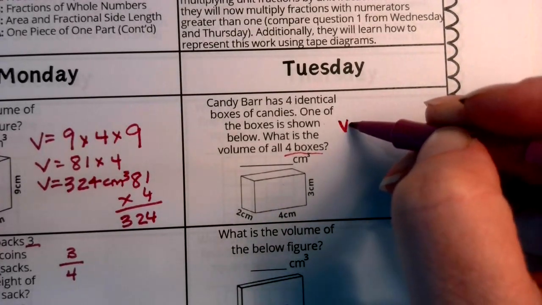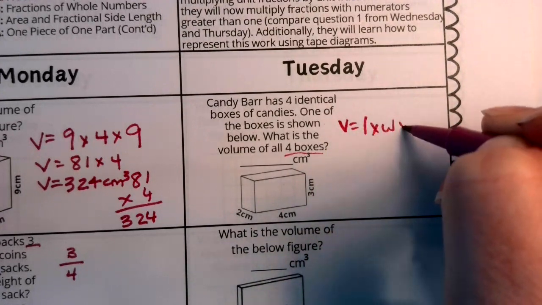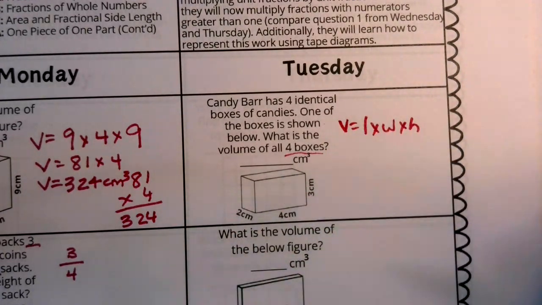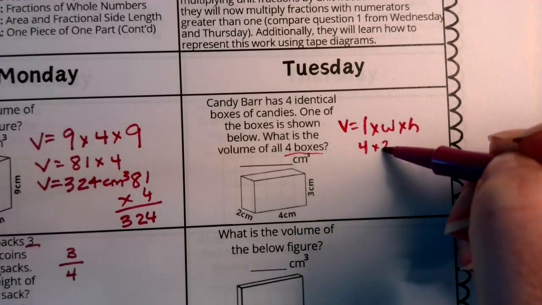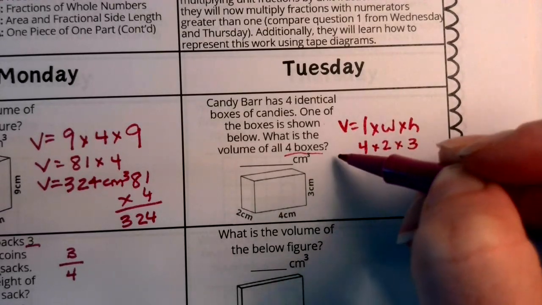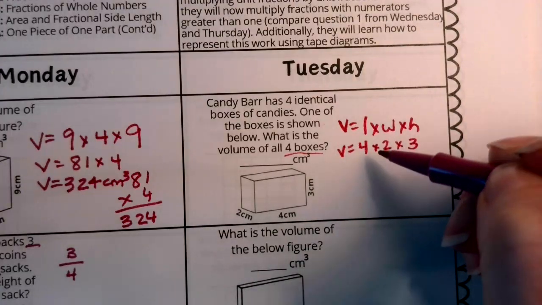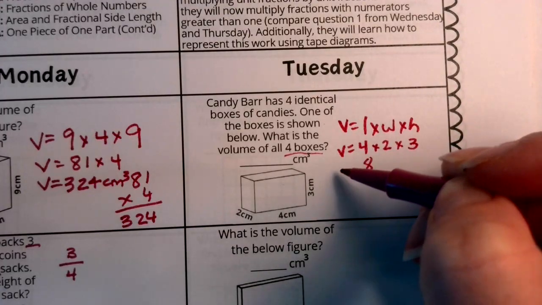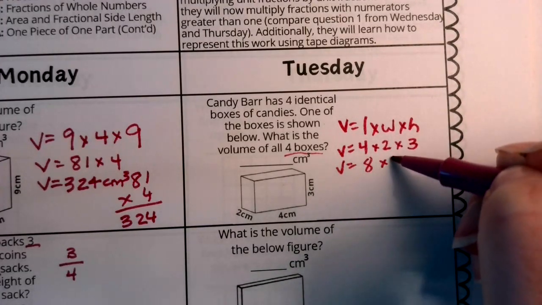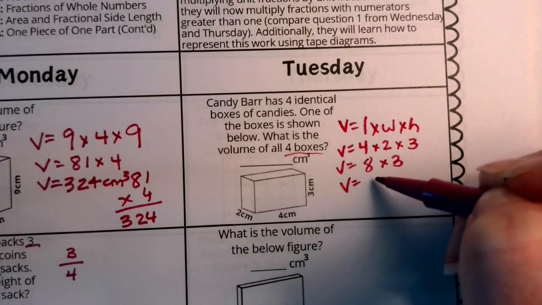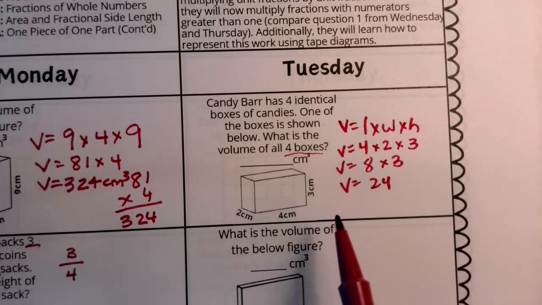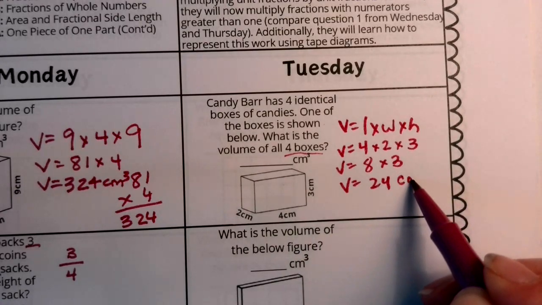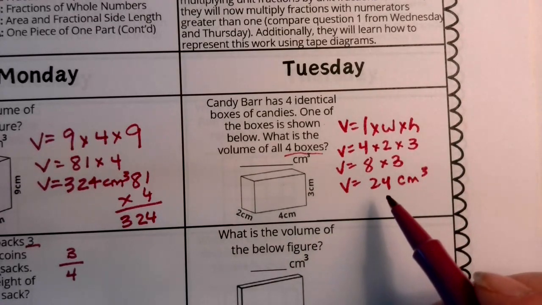Well, I know that I can multiply the length, the width, and the height to find the volume of this shape. I have a length of 4, I have a width of 2, I have a height of 3. Okay, well, I know that 4 times 2 is 8, and 8 times 3 is 24. So one of those boxes is 24 cubic centimeters, but I don't just have one of them.